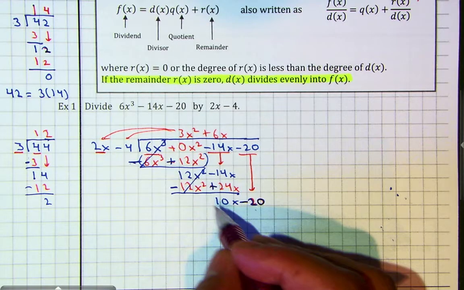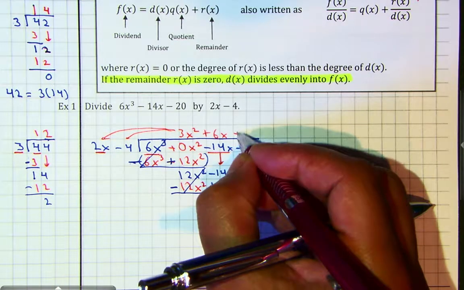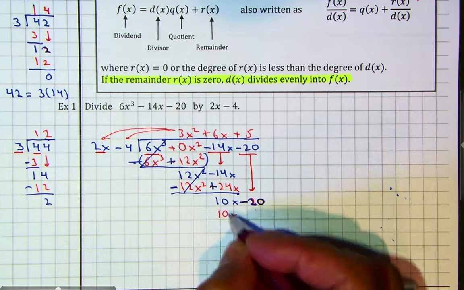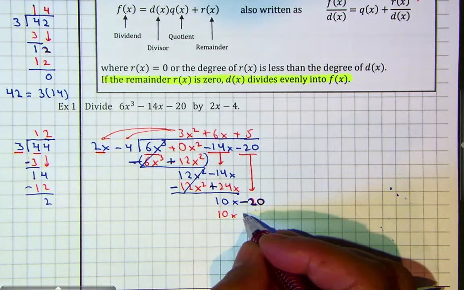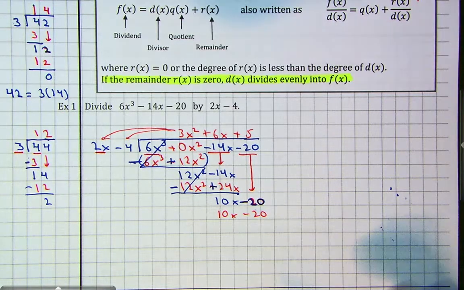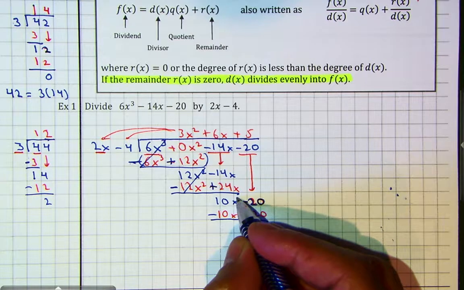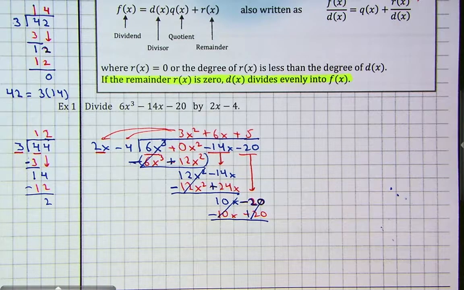2x goes into 10x, positive 5. 5 times 2x gives me 10x. 5 times negative 4 gives me negative 20. And what should I do? Change the signs. That cancels and that cancels. So I end up with 0.